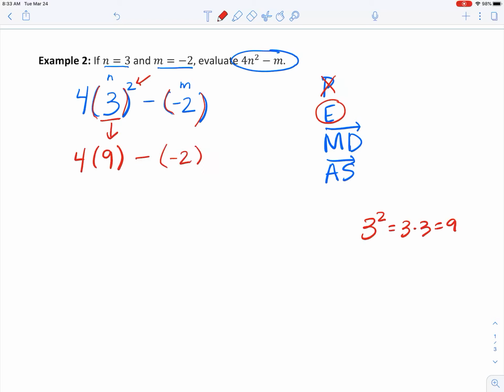And then I still have this. Now, multiplication and division are from left to right. This right here means multiplication. So 4 times 9 is 36. And then minus a negative is the same thing as saying plus. Okay, and now we have addition. 36 plus 2 is 38. So 38 is my answer to this expression.